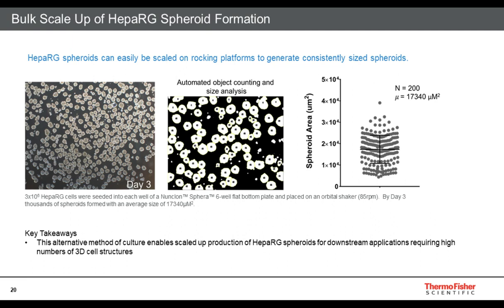These right 2 graphs are just some quick size analysis we did of these orbital shaker spheroids. Unlike the sphere plates, they don't really have a confined space to grow in, so I was expecting them to be much less consistent in size. But as you can see from our graph, even in this orbital shaker format, they're surprisingly consistent, so I was really happy with that.